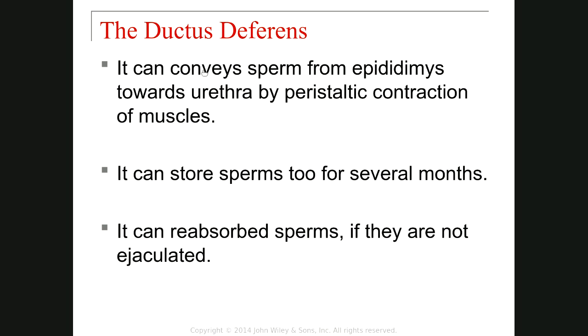The ductus deferens can convey sperm from the epididymis toward the urethra by peristaltic contraction of the muscle. I told you that we have 3 layers of muscle: outer and inner longitudinal and middle circular muscle. The contraction of this muscle makes a peristaltic wave, and this peristaltic wave helps the sperm and the fluid to pass. The ductus deferens can store sperm for several months, and if we don't have ejaculation, reabsorption of the sperm takes place in the ductus deferens, as we have this reabsorption in the epididymis too.